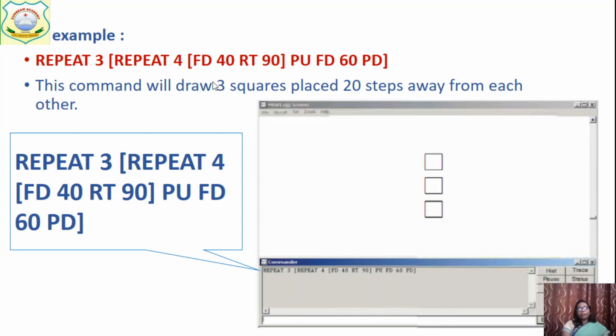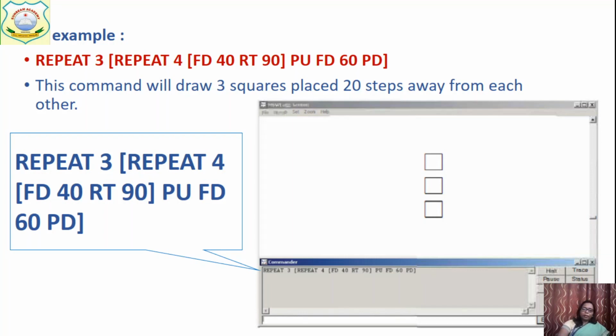last square. So how many times have all these commands been repeated? 3 times. So here we have written repeat 3. Okay. In this way we can think and we can draw more figures. In this way you can make a hexagon. You can take distances and draw any figure, you can try anything.